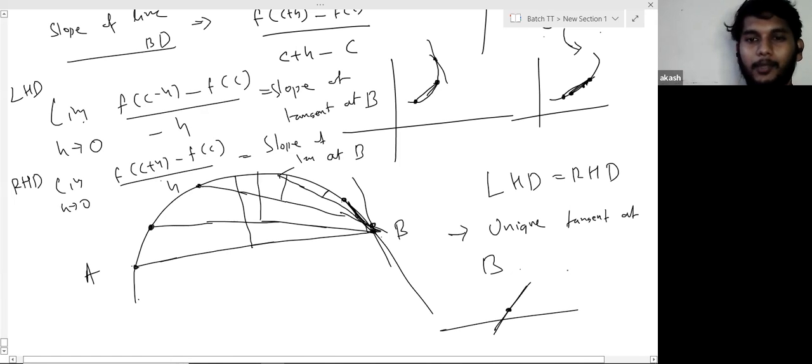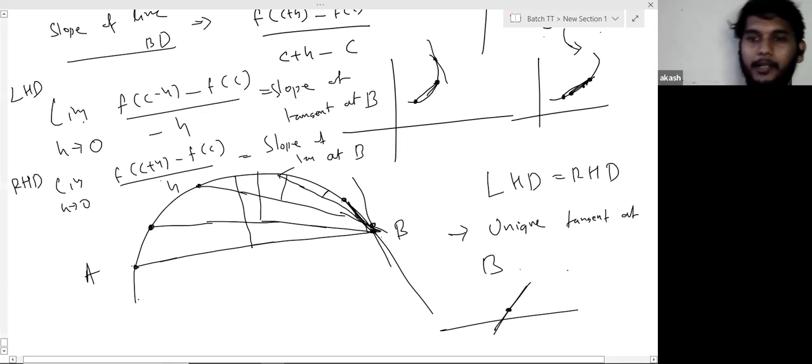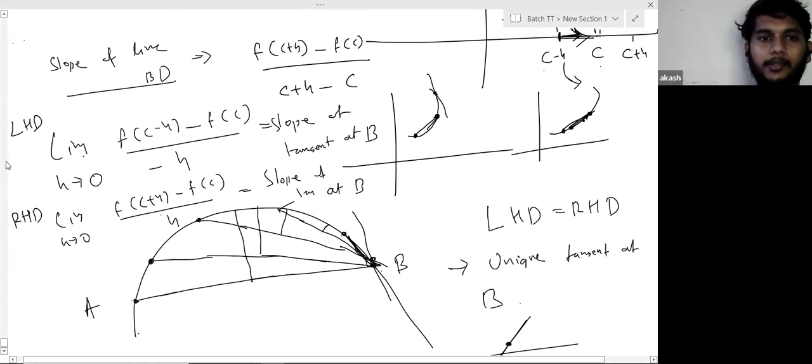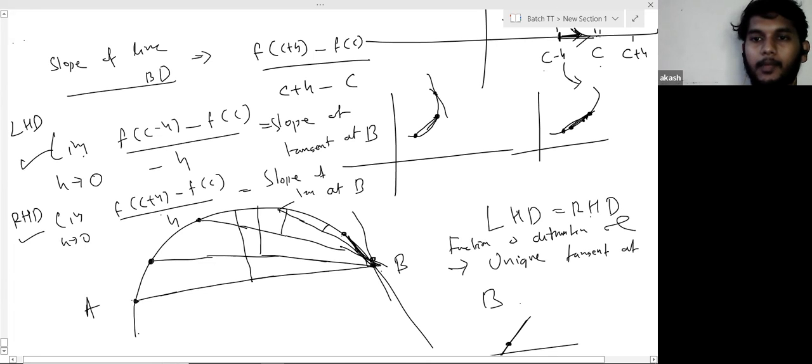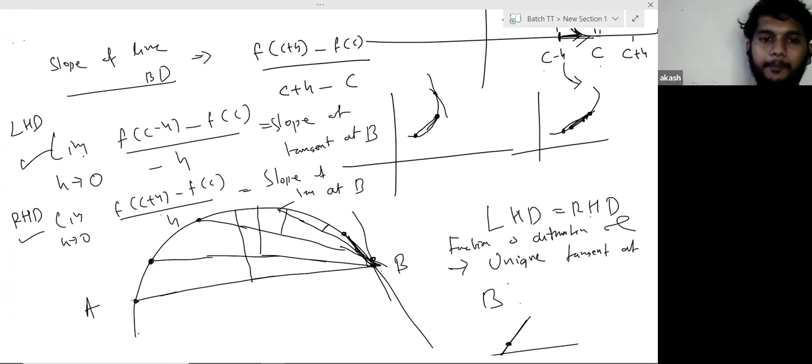What I'm saying, is everyone understanding or is it going above the head? No, sir. It's making sense. All right then, please write it down. From here, you can draw the graph also in your own words. Just write this one clearly: if LHD equals RHD, the function is differentiable and there is a unique tangent at B. Sahel, this is clear? Yes, sir. I'll just note it down.